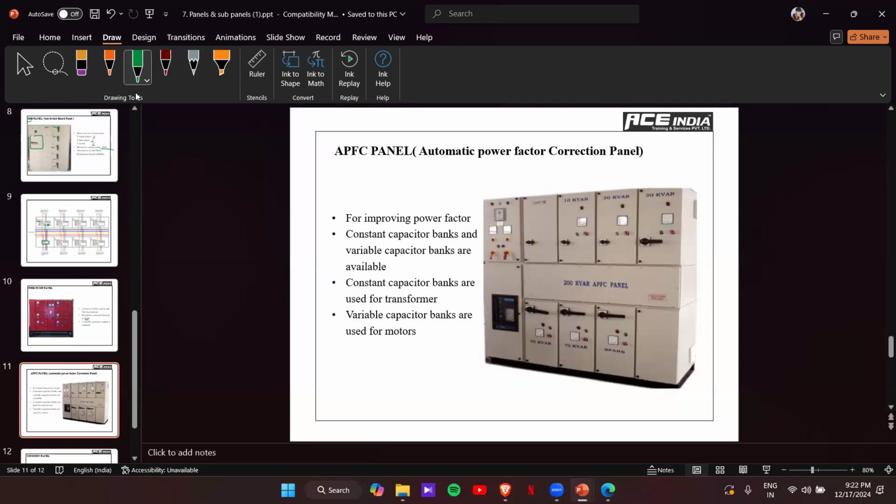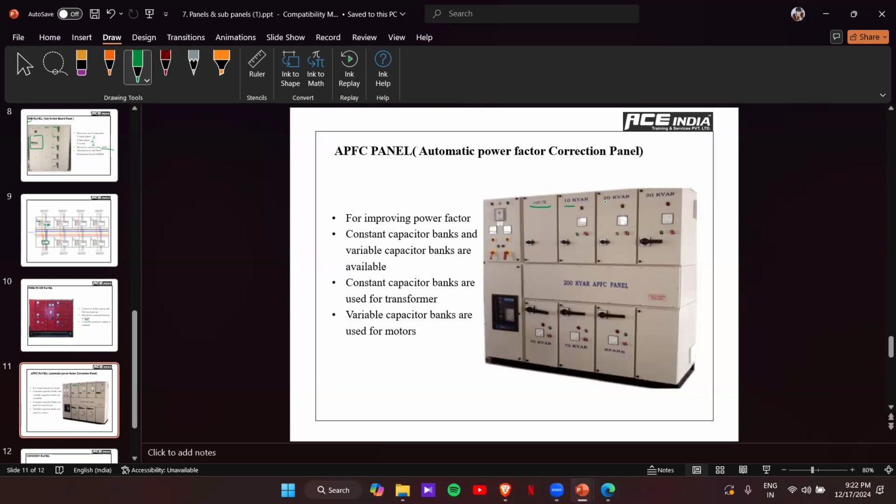An example for a constant one is a transformer. A transformer is also an example of an inductive load, so for transformers, we have to provide a constant capacitor bank. This is the panel which we are using to store the reactive power. And here you can see constant TR is written. That means this is the constant capacitor bank provided for the transformer.